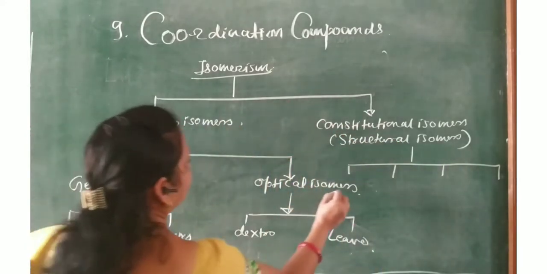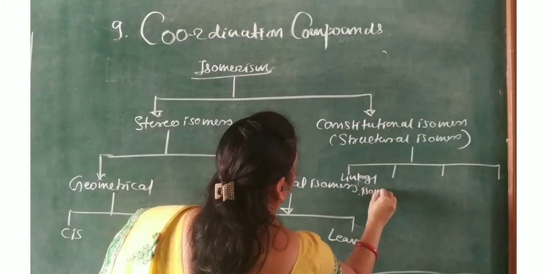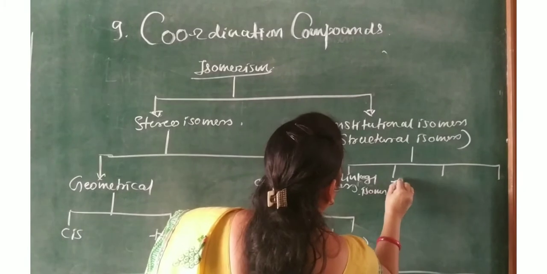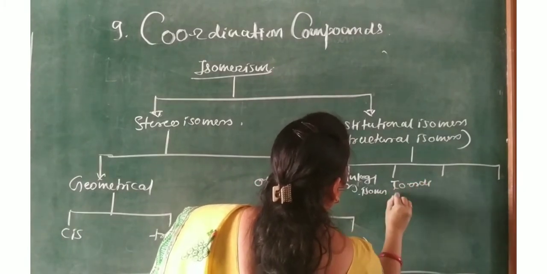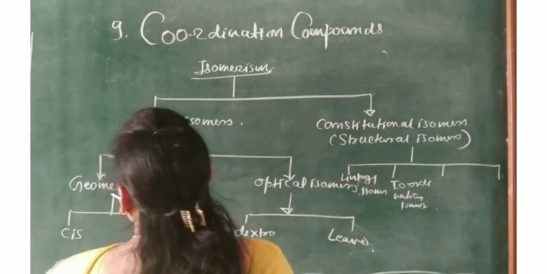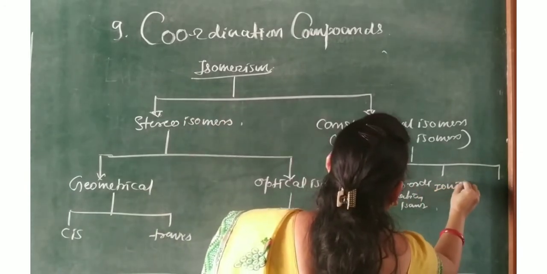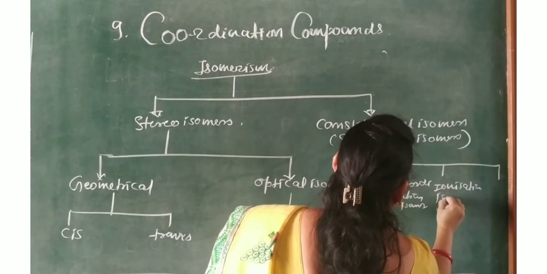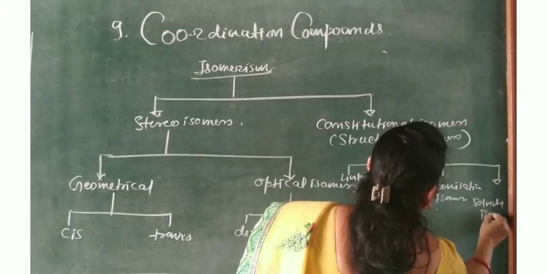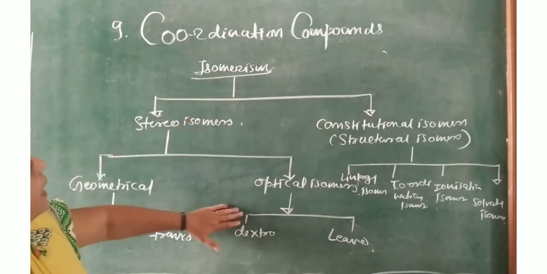One is linkage isomers. Second one is coordination isomers. Next one is ionization isomers. And the last one is solvate isomers. So see here this tree diagram.